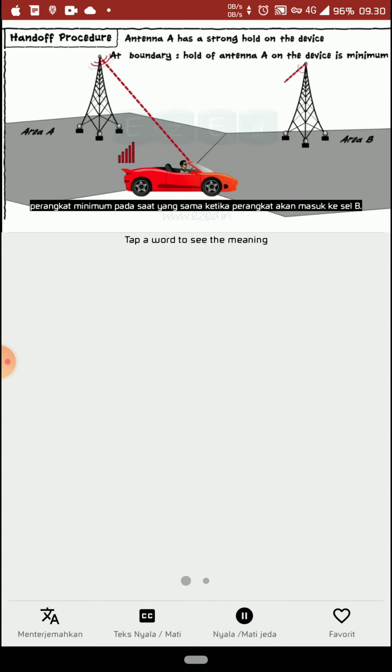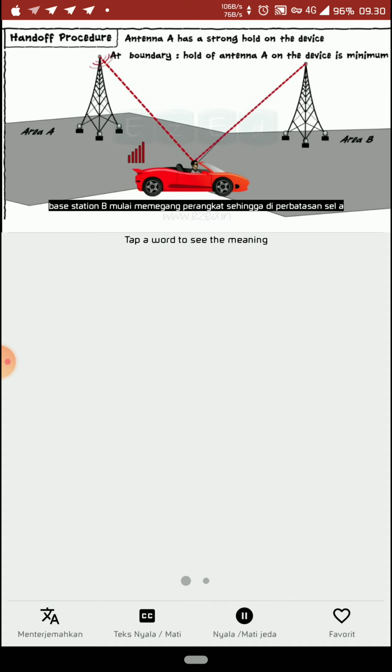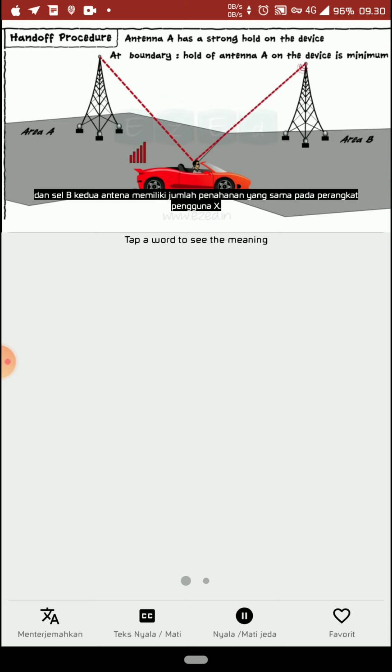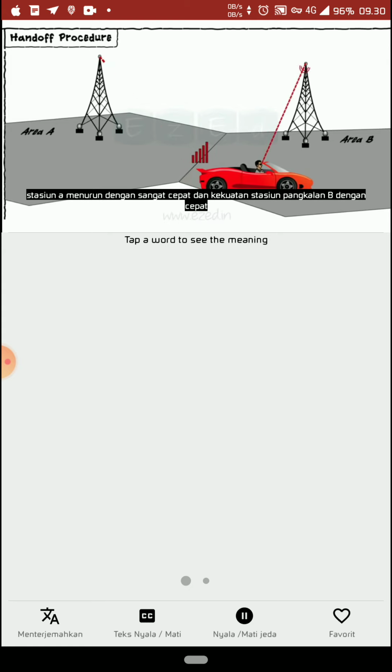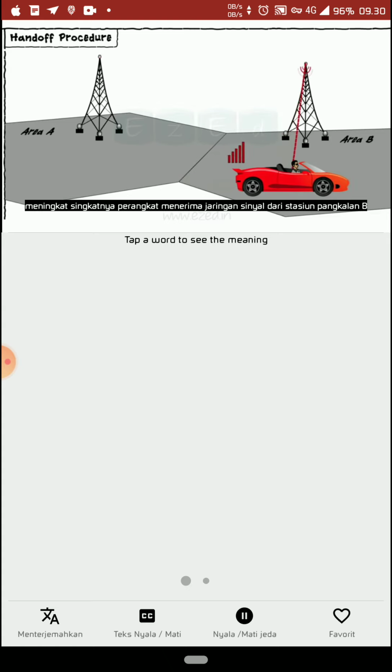At the same time, when the device is about to enter into cell B, base station B starts to take hold on the device. Thus, at the border of cell A and cell B, both the antennas have an equal amount of hold on the device of user X. As user X crosses the border and enters into cell B, area B, the strength of base station A very rapidly decreases, and the strength of base station B rapidly increases. In short, the device receives the network signal from base station B.